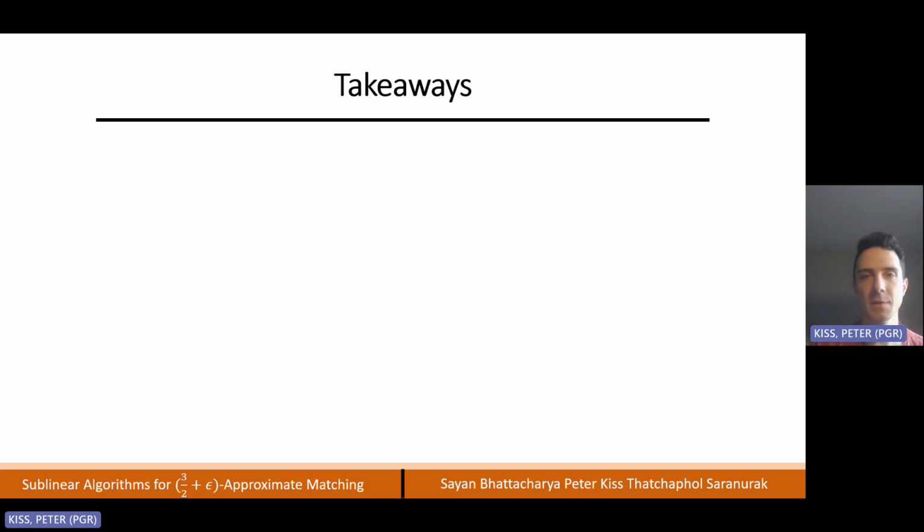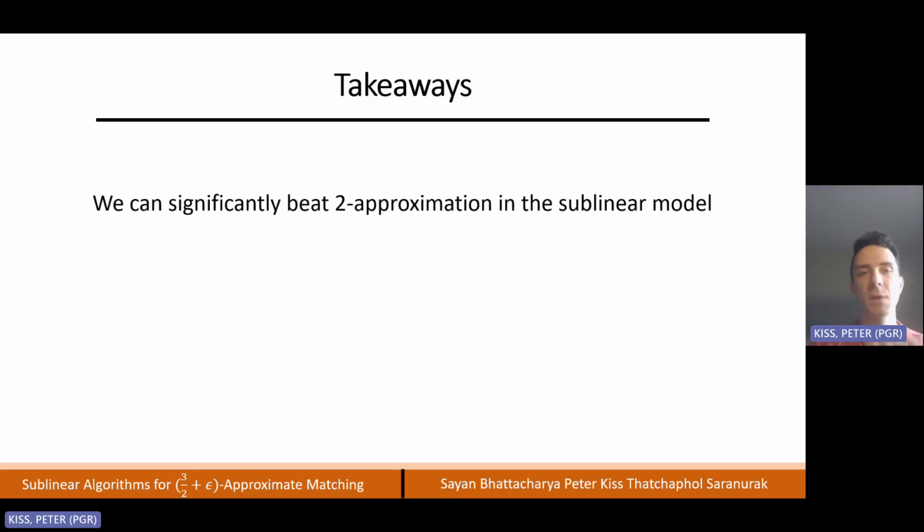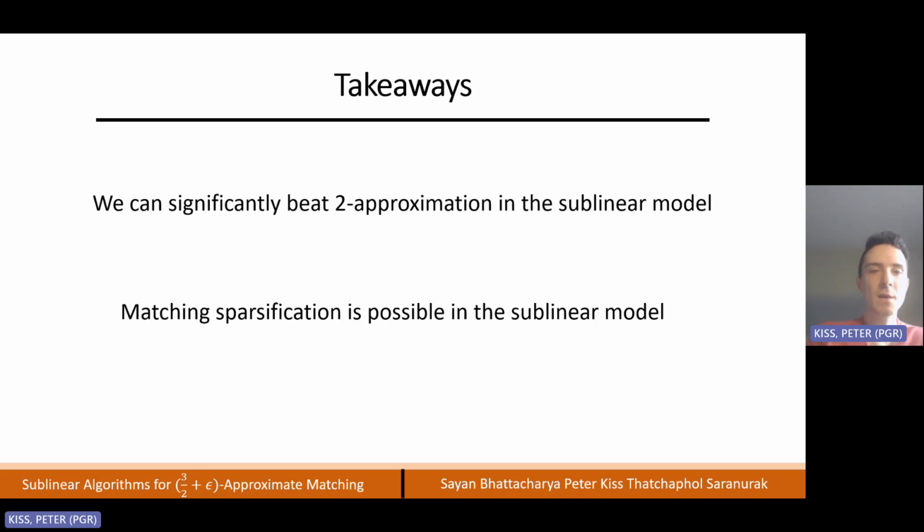So what are the main takeaways I would like you to have after this talk? We can significantly beat 2-approximation in the sublinear model. So we answered the question asked in the 2022 paper. And also, matching sparsification is possible in the sublinear model, surprisingly, even though we have access to very, very few edges of the graph.